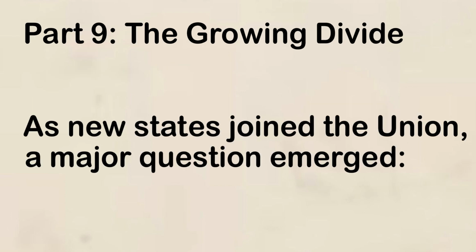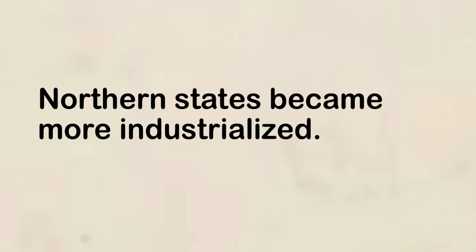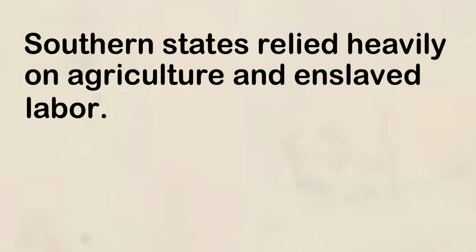Part 9. The Growing Divide. As new states joined the Union, a major question emerged. Would slavery be allowed in these territories? The North and South increasingly disagreed. Northern states became more industrialized. Many opposed the expansion of slavery. Southern states relied heavily on agriculture and enslaved labor.